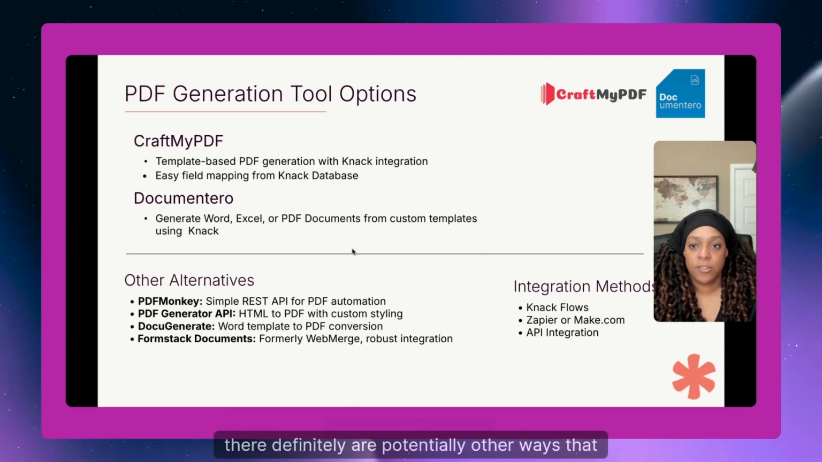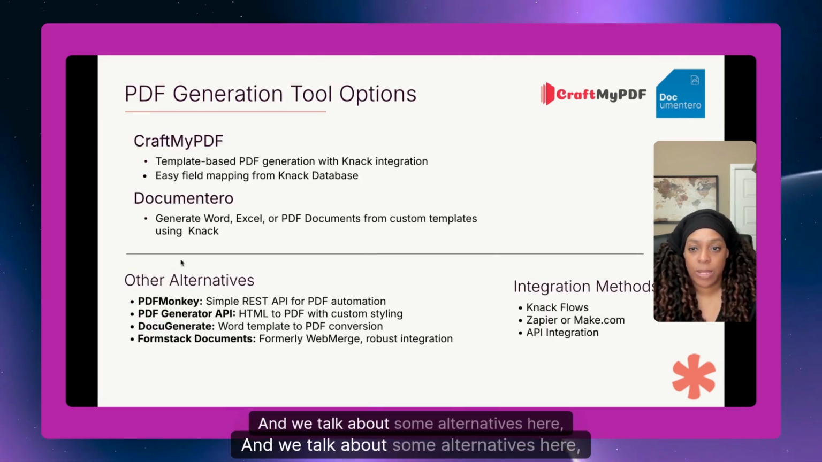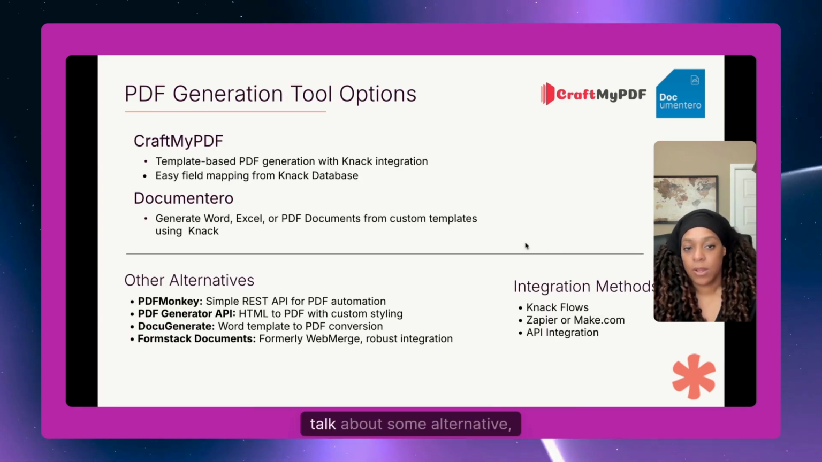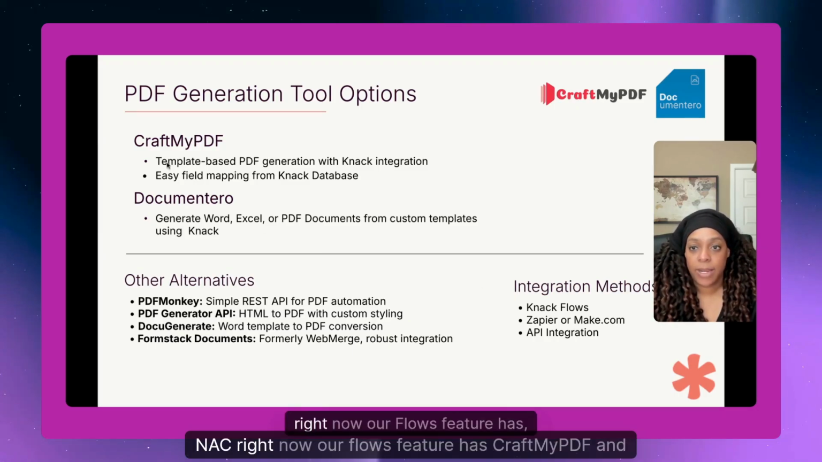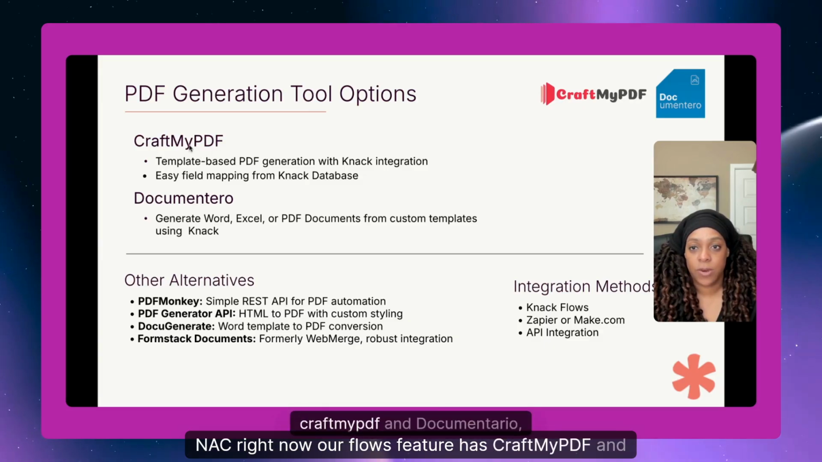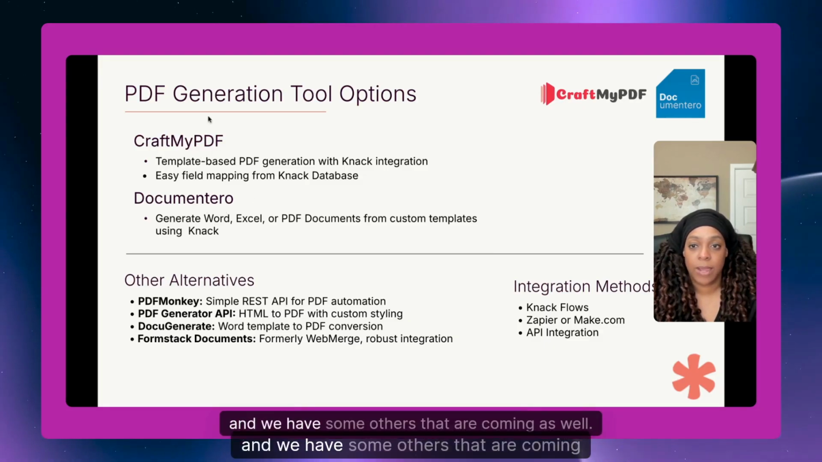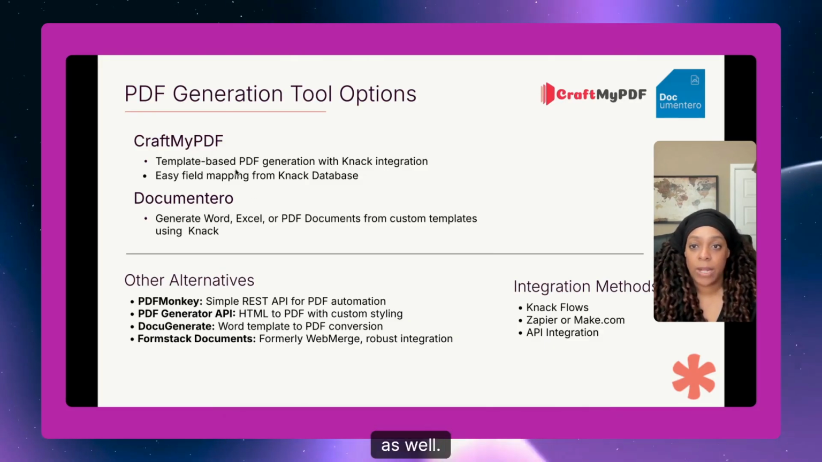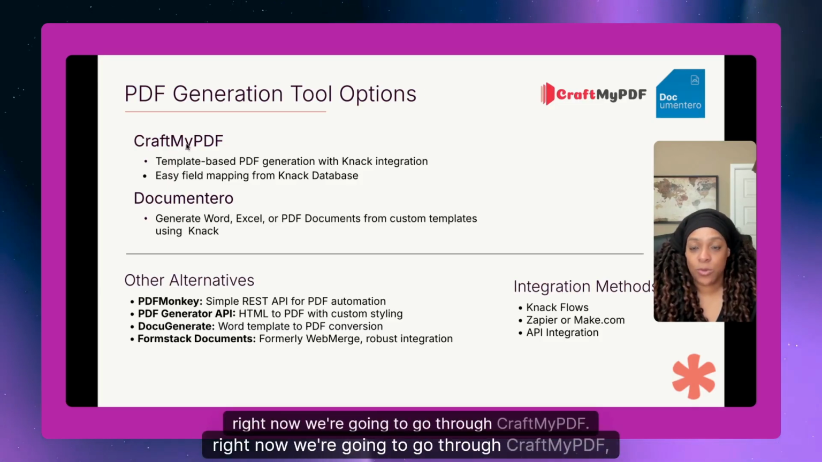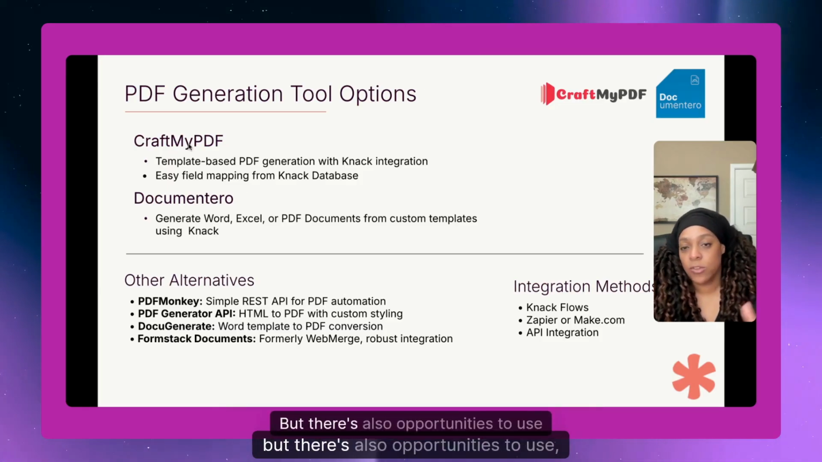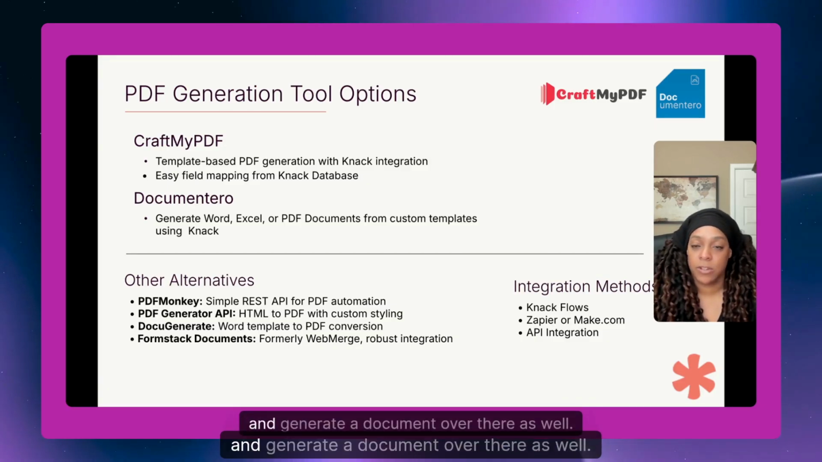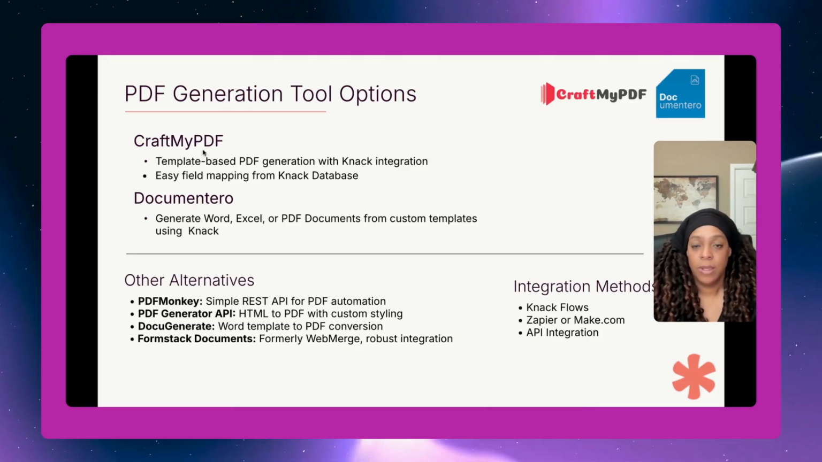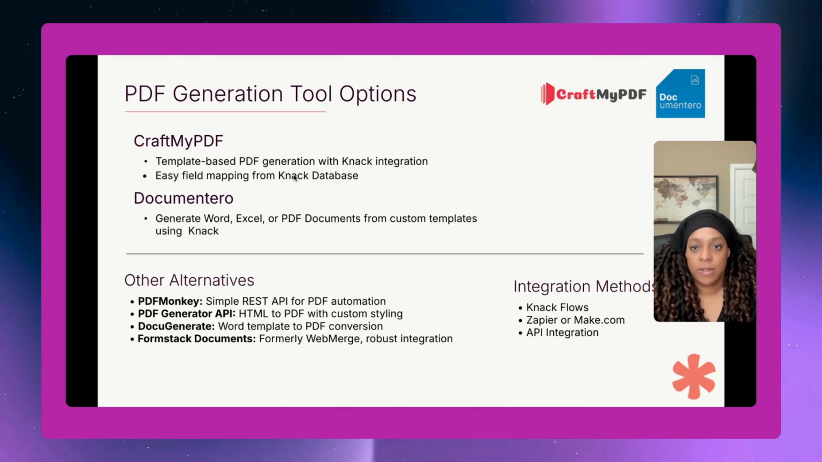And while we're using Craft My PDF, there definitely are potentially other ways that you can do this with Knack. We talk about some alternative methods here as well. Right now, our Flows feature has Craft My PDF and Documentero, and we have some others that are coming as well. But right now, we're going to go through Craft My PDF. But there are also opportunities to use Google Docs if you needed to generate a document over there as well. So let's dive into it.